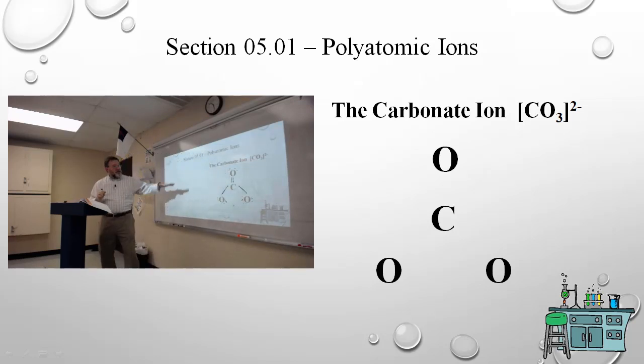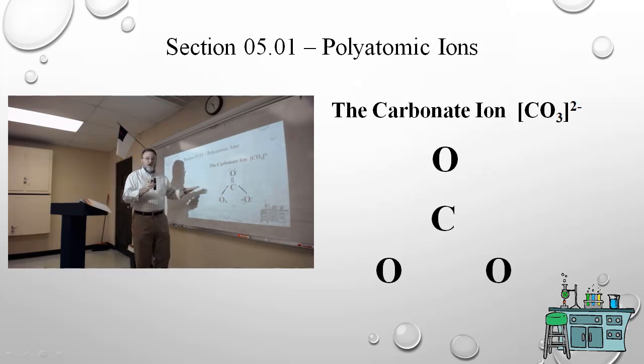But I went from a net neutral to a net 2 negative. Do you see that? I added 2 electrons to complete their valence. To satisfy those 2 oxygens, I had to add 2 electrons. And since I was a net neutral, by adding 2, the entire molecule now takes on a 2 negative charge.